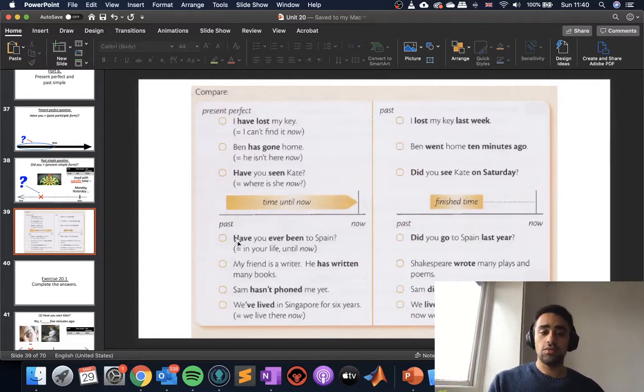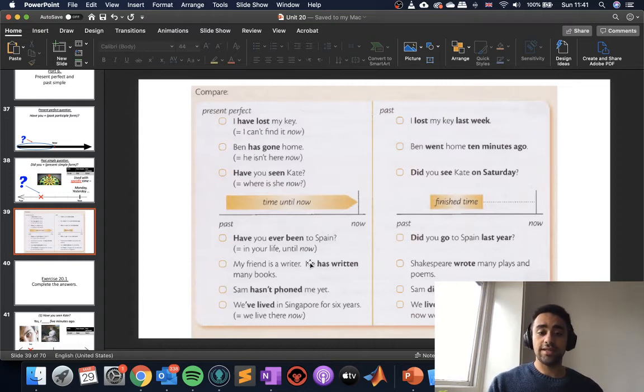In the questions, it will be, have you ever been to Spain? So I'm asking in general, in your life, until now, have you ever been to Spain? Hopefully you will be at some point, not right now. It's a nice place. And then in the past, did you go to Spain last year? So I'm asking specifically, did you go to Spain last year? And then the answer for this is yes or no.